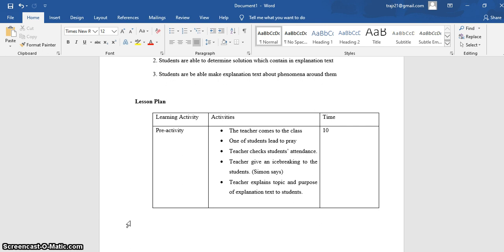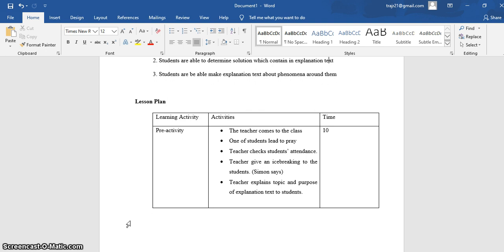Namely, the first one is the teacher comes to the class, and then one of the students leads the prayer. And then the teacher checks student attendance, and then the teacher gives an ice breaker to the students. The ice breaker used in this teaching is Simon Says.